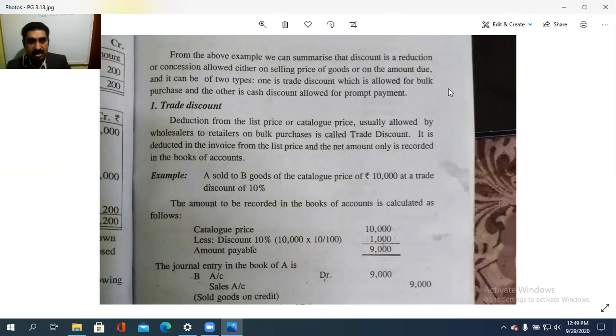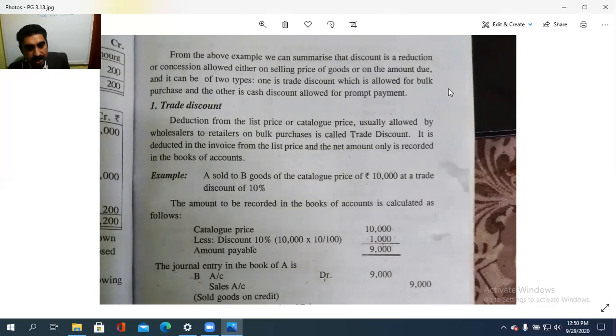It is deducted in the invoice from the list price, and the net amount only is recorded in the books of accounts. For example, A sold to B goods of the catalog price of 10,000 at a trade discount of 10%. So, 10,000-ന്റെ 10% trade discount കൊടുത്തിരിക്കുന്നു. Actually A sold goods to B at 10,000, but with a trade discount of 10%, the amount to be recorded in the books of accounts is calculated as: catalog price is 10,000 and the discount is to be deducted. So only 90%, so 9,000 only needs to be paid by B.